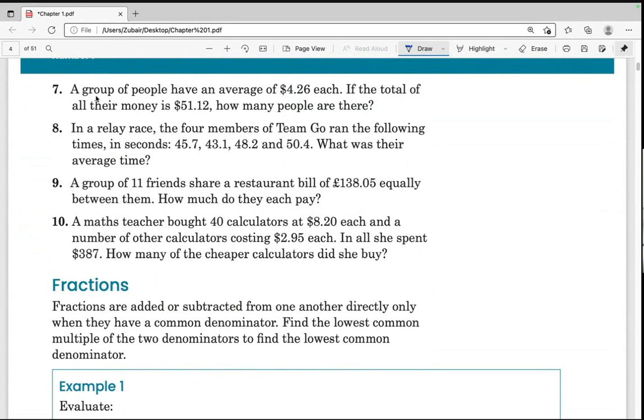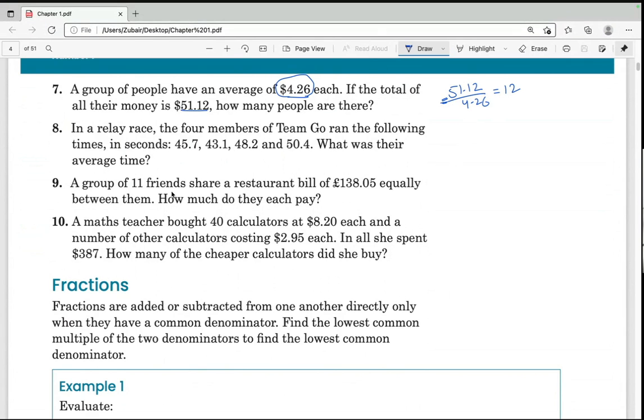Okay. A group of people have an average of $4.26 each. If the total of all their money is this, how many people are there? So average per person, we will divide it. 51.12 divided by 4.26. Harish, are you with us? Yes, sir. I'm here. So there are 12 people. Yes, sir. Question number 8.